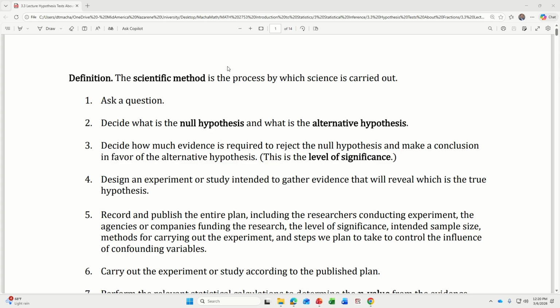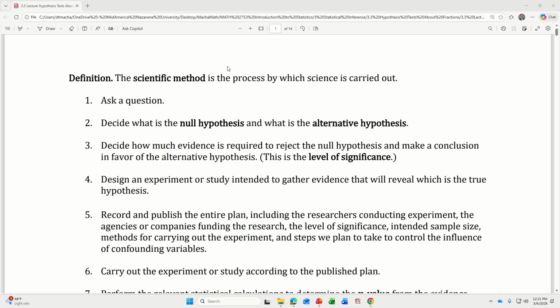And so this is a statement about how many individuals you need in your sample size and how much change do you need to see in their cholesterol. We can combine both of those ideas in terms of probabilities later on. But you have to decide how much is required. Number four, design an experiment or a study intended to gather the evidence.